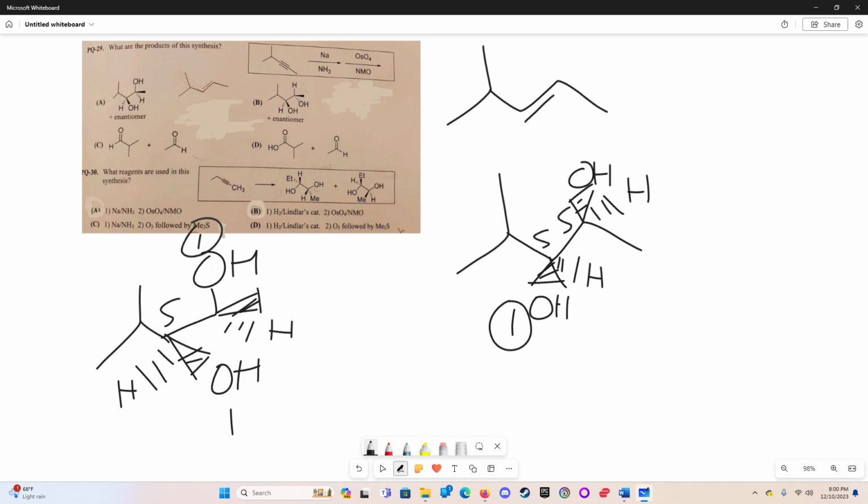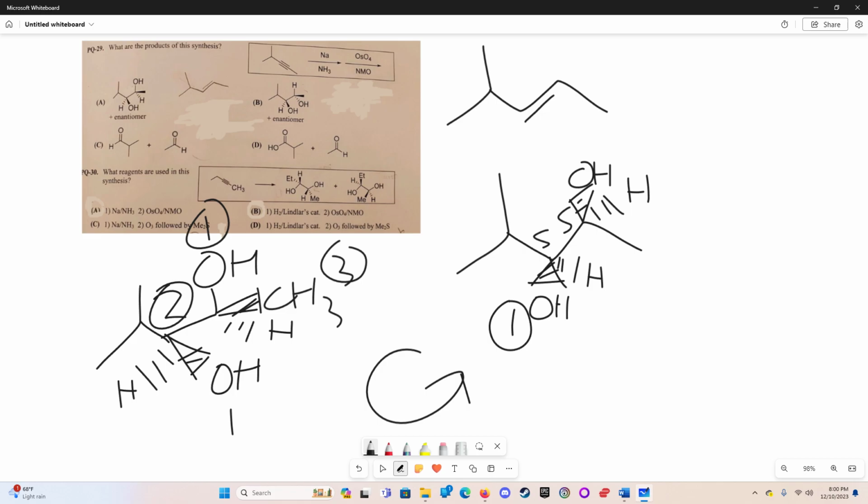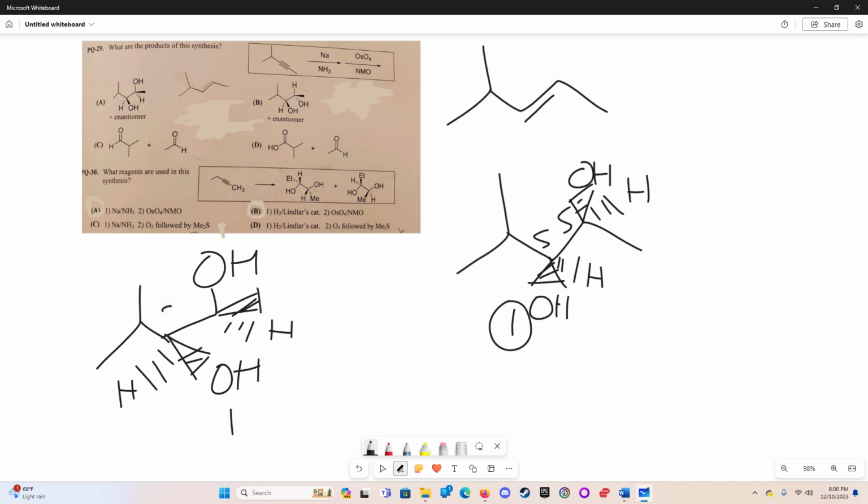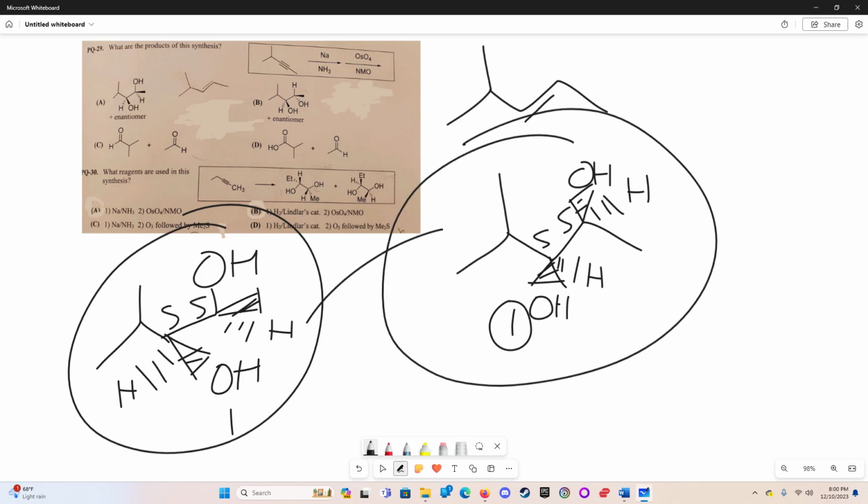Now we're going to do the second chiral center. First priority here, second priority here, third priority here. And this is a CH3, I just want to clarify that. Again, it goes counterclockwise, and our lowest priority is a dash. It's in the back. So that makes it an S. SS. This matches what our answer should be, and therefore that's how you could figure out the products of the synthesis.